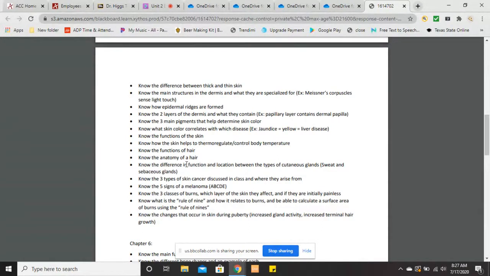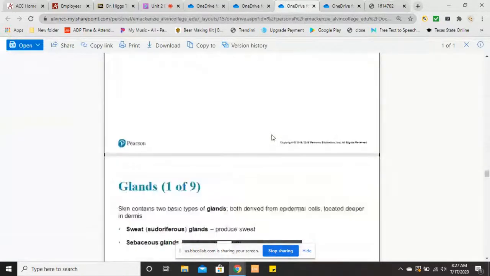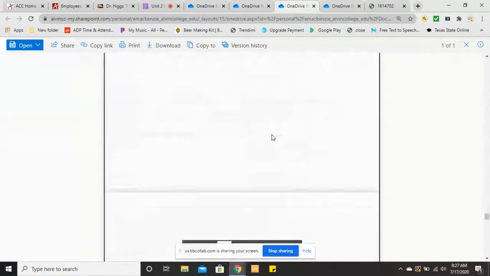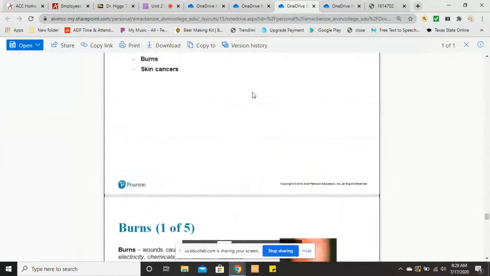And then we finish off with when some things go wrong. We really look at skin cancer and burns. Those are two things that could go wrong. Let's go back to your lecture part. Looking at skin cancer and burns. We already looked at glands. There we go. First up are burns.